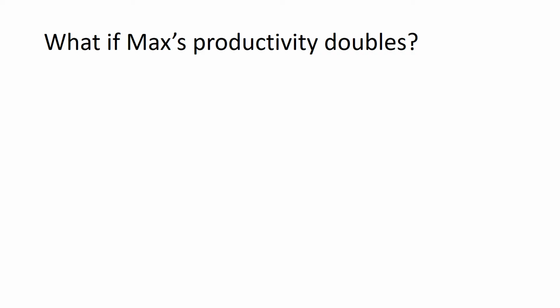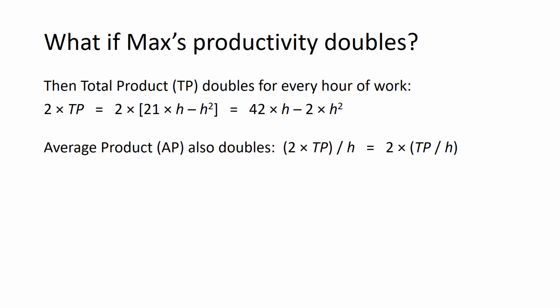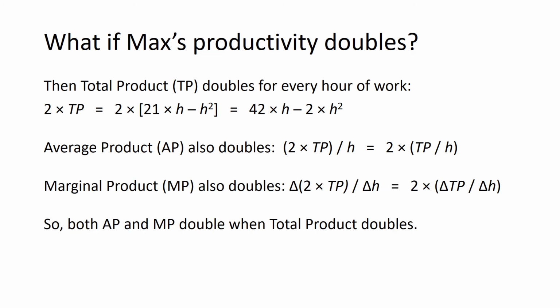What if Max's productivity doubles? Then we simply take the original formula for total product and multiply by 2. We also double the average product and the marginal product. So when productivity doubles, average product, marginal product, and total product all double.